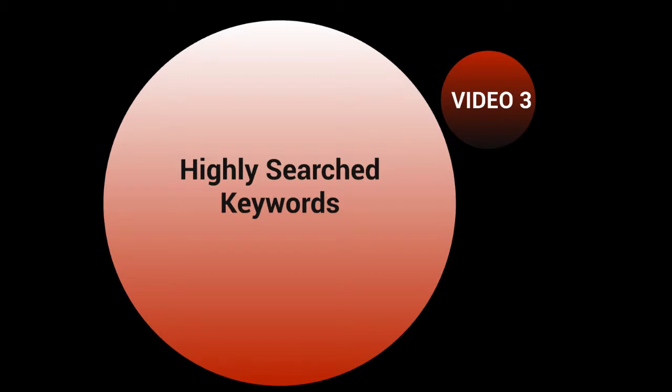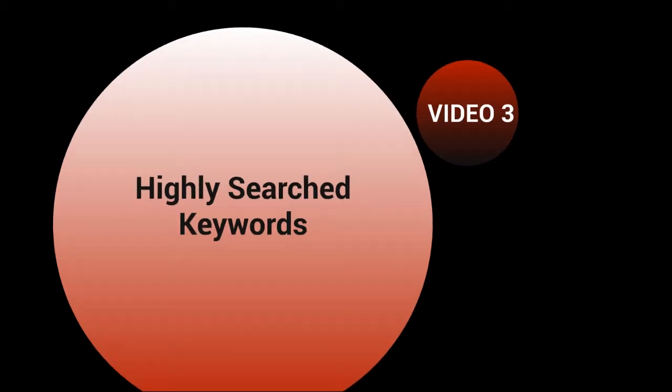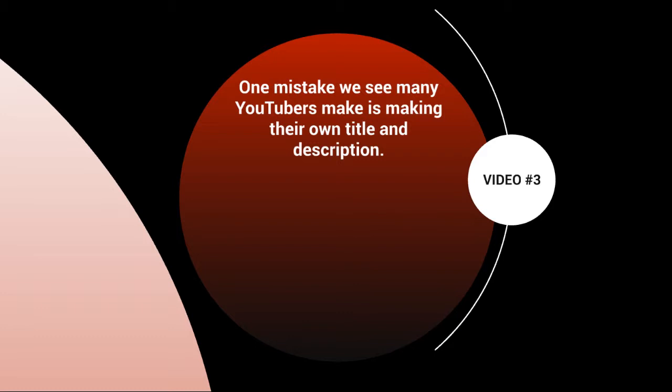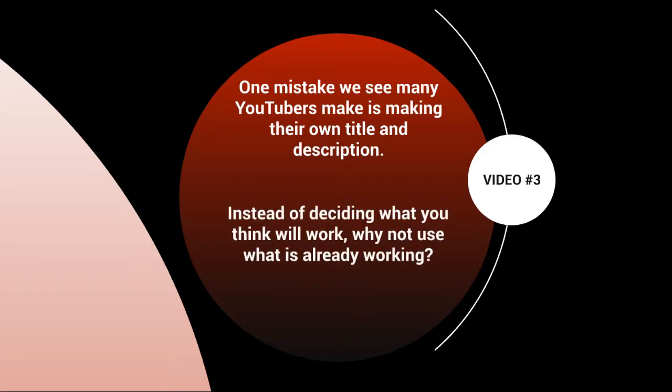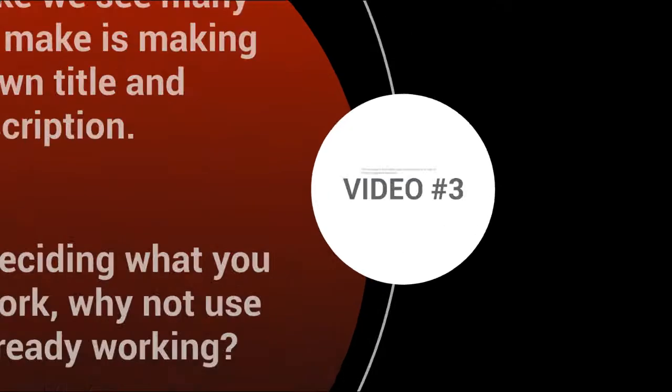Let's talk about highly searched keyword terms and how you can figure out what your main keyword is going to be, what your sub keywords are going to be. One mistake that we see many YouTubers make is simply making up their own title and description. I mean, it's natural, right? But instead of deciding what you think will work, why not use what is already working and do some simple keyword research that's not going to take a lot of time? This way you'll have the right information that will help you rank on the right keywords.